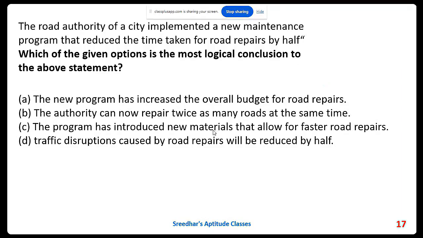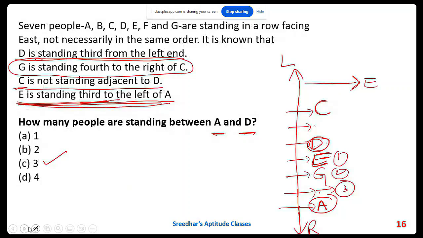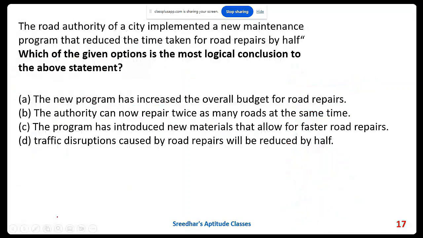So here, this is a question from statements and conclusions. After this question, I'll explain. Adi, Sai, Vinay are asking me, sir, explain left and right in all directions. I'll do that after this question. Yes, I'll do that.